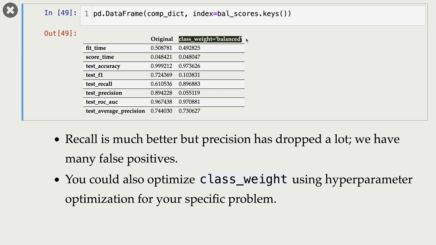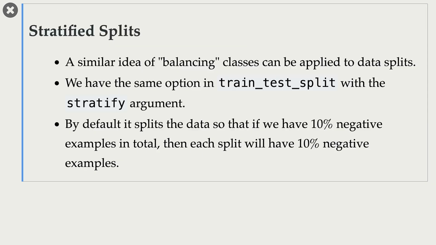Usually when you use class weight equal to balanced, you will notice that your accuracy goes down. But that's okay. Accuracy is not something we are trying to optimize anymore. We care more about recall, and our recall is much better. So it's fine if our accuracy is going down.